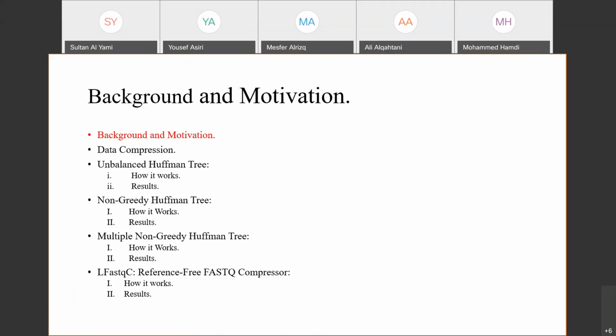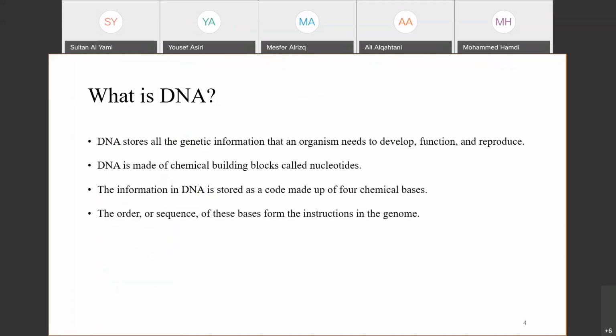So let's start with the background and the motivation of my research. When talking about genomic data, we should start with the basics, which is the DNA. So let's learn more about DNA and its nature and properties. The DNA carries the information blueprint and the mechanism that translates the DNA code into instructions for how organisms live and develop. The DNA consists of chemical building blocks called nucleotides. The order or sequence of these nucleotides forms the instructions in the genome.